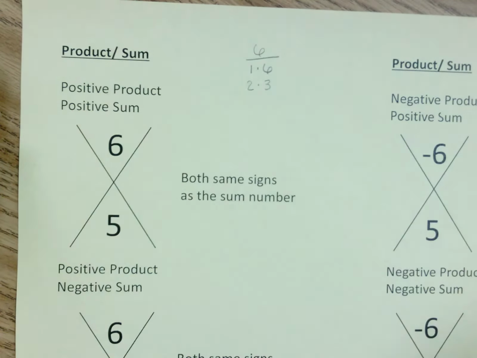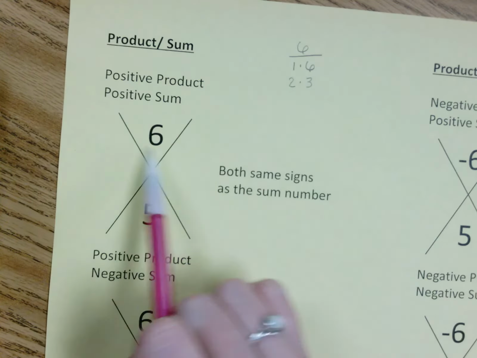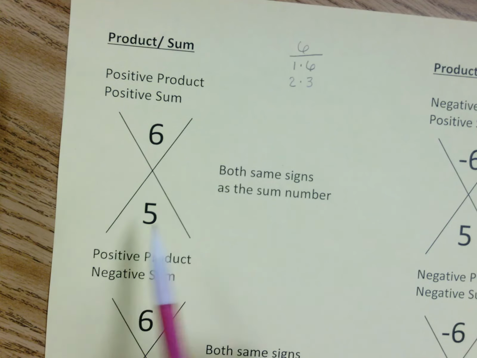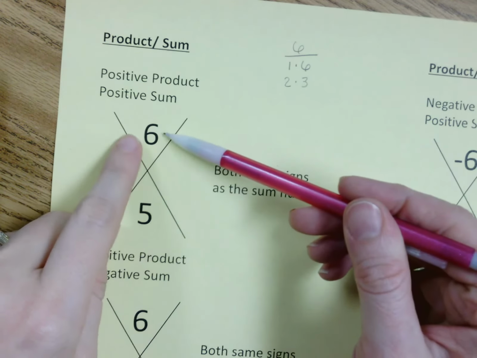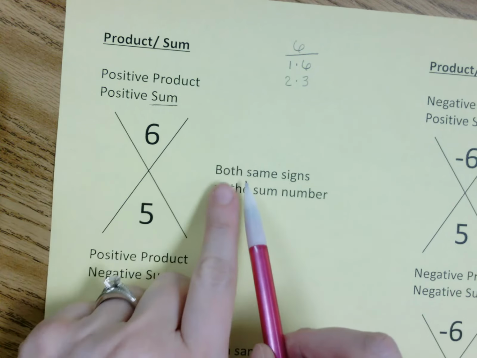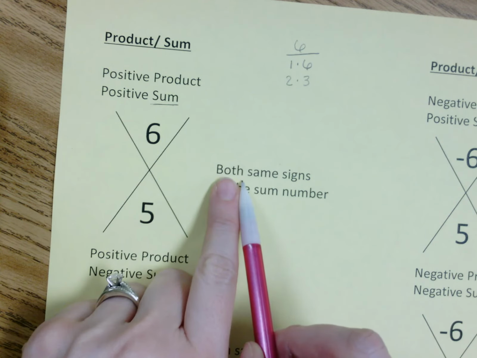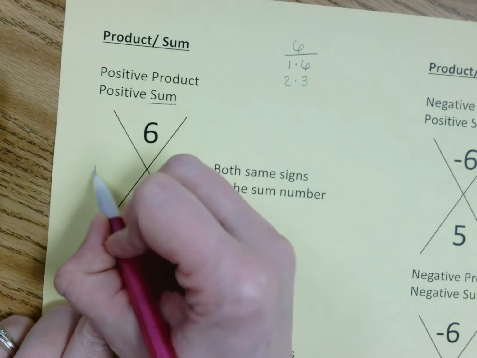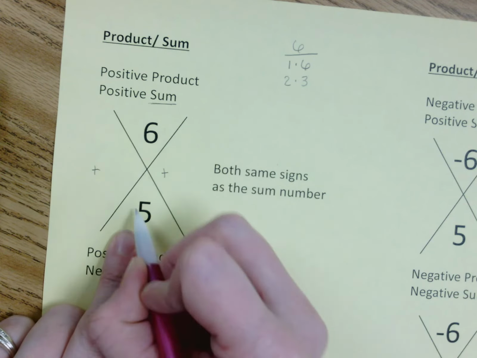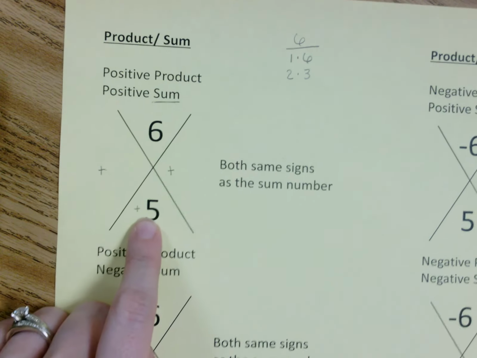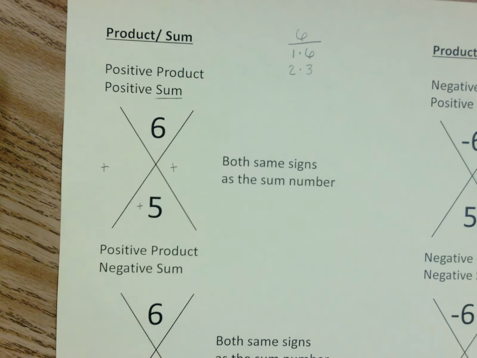So we know that that's all the factors of 6. So we need to find a product of 6, those are all of our options, and a sum of 5. Well, if you have a positive sum, so that's where we're at right here, both of the signs of your factors need to be the same as the sum number. So we have a positive and a positive because this one is positive.